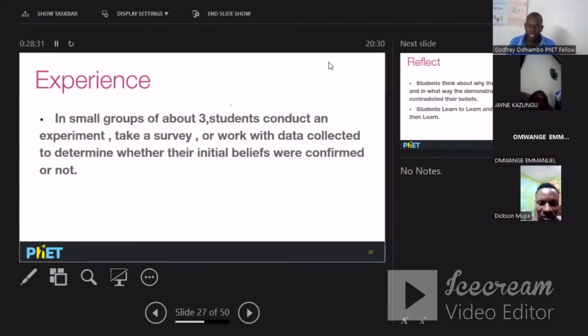So during the experiment part, either the students will do it or the teacher will do it during the demonstration. So in small groups of about 3 students, they conduct an experiment, they take a survey or work with the data collected to determine whether their initial beliefs were confirmed or not. Now, in this situation, the students have an opportunity to interact with the simulation where they will confirm their belief, or disprove what they have learned and learn again.